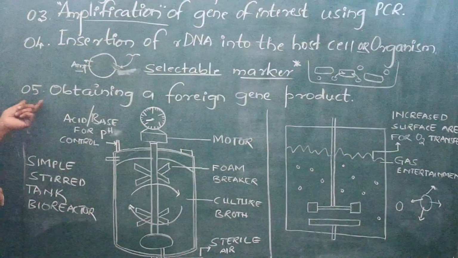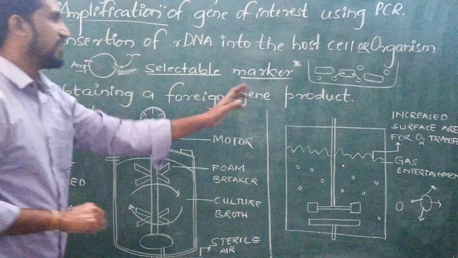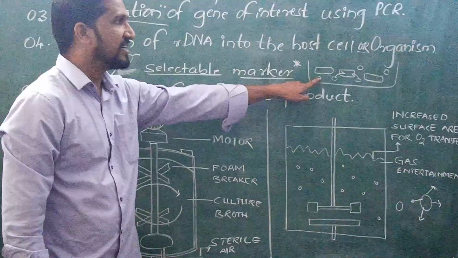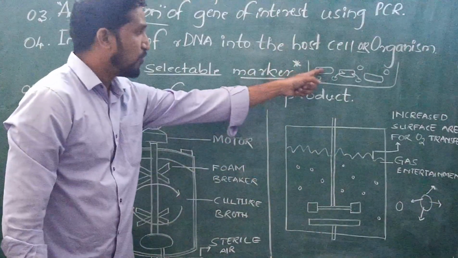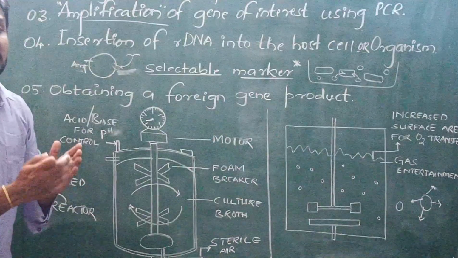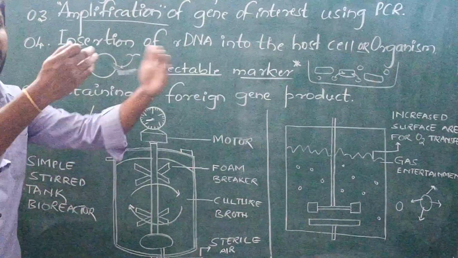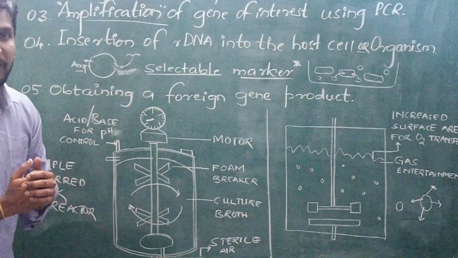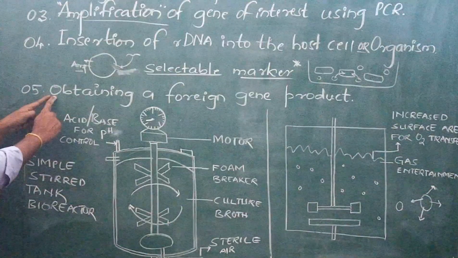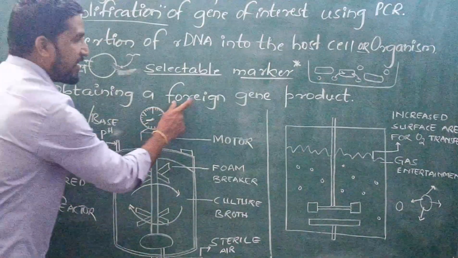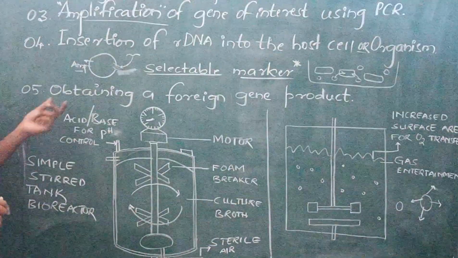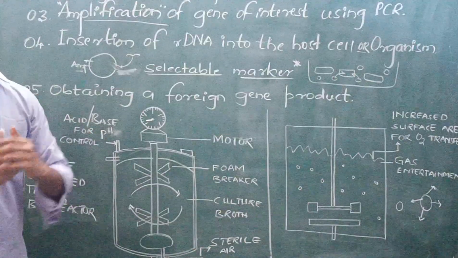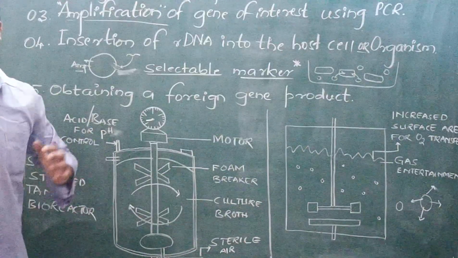Then the 5th step is obtaining a foreign gene product. Now the host cell contains the vector, and this vector contains the desired gene. Now this host cell should be cultured, 1 cell to 2 cells, 2 to 4, 4 to 8. That much number of genes will multiply, and that much amount of product will come through a step called obtaining a foreign gene product. So obtaining a foreign gene product takes place in a huge tank called a bioreactor.